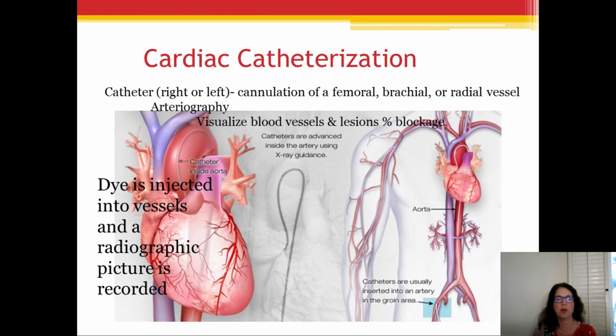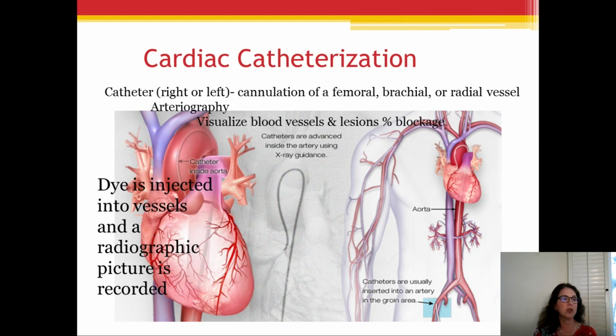And we're moving on. So that patient came in and he has chest pain, or he's currently having an MI, or he had an MI. There's some reason why we feel the patient needs a cardiac cath. Certainly cardiac catheterization of the right or left, they call it, he's having a right heart cath or a left heart cath, is cannulation of the femoral, brachial, or radial vessels. And you do an arteriogram where you're visualizing the blood vessels, looking at the lesions and the percent of blockage.